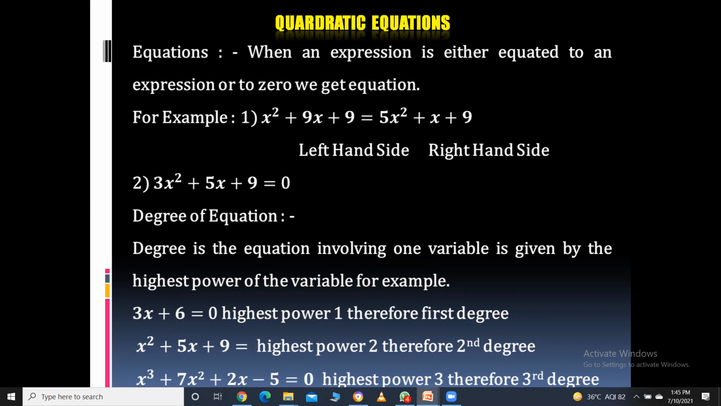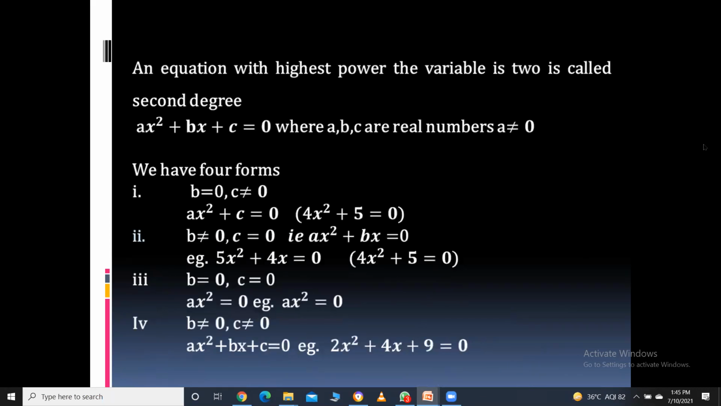Now, what is the degree of an equation? Degree is determined by the highest power of the variable. For example, 3x plus 6 is equal to 0. In this expression, the highest power of the variable is 1, so it is first degree. In the second example, x square plus 5x plus 9, the highest power is 2, therefore it is of second degree. While in the third expression, x cube plus 7x square plus 2x minus 5 is equal to 0, the highest power is 3, so it is third degree. So the degree of an equation in one variable is given by the highest power of the variable.